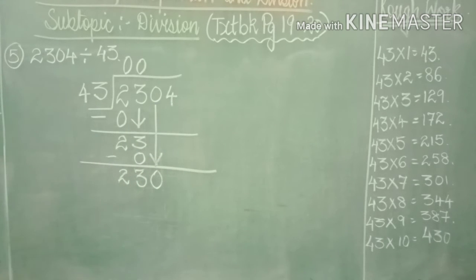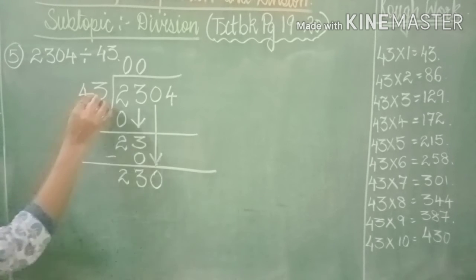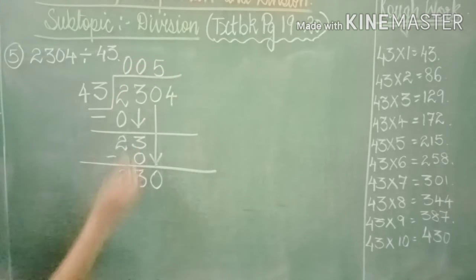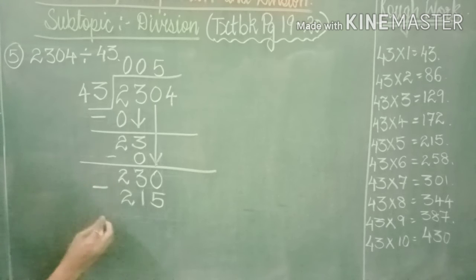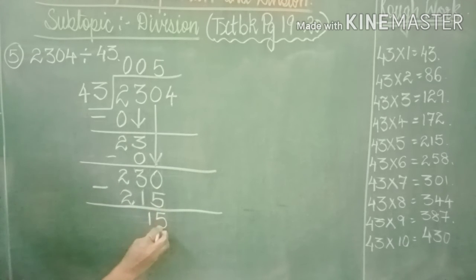Now we have to see to it that 230, less than 230, any numbers we can find in the table of 43. As you can see, 43 6s are 258 and 43 5s are 215. Now which number is smaller? Smaller number is 43 5s are 215. So we will be writing 43 5s are 215 minus, and we know the answer, 230 minus 215, answer will come as 15, and we'll pull the arrow and we'll write the next number, that is 154.